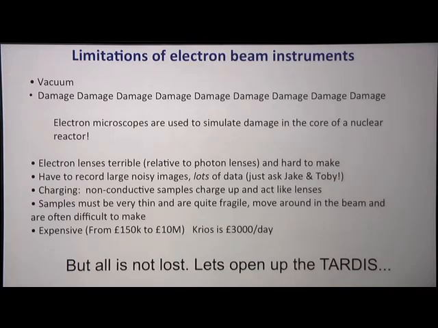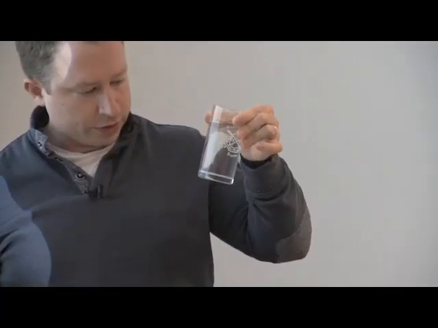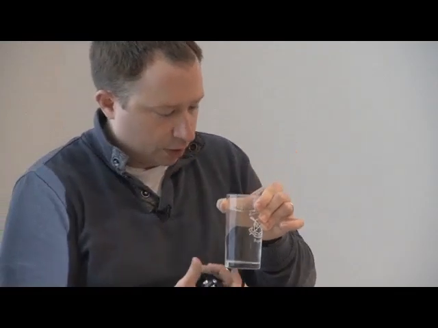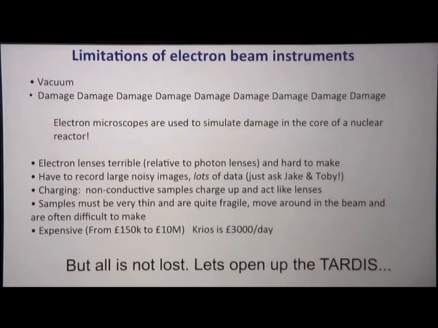The next problem, electron lenses. They're actually really bad. We'll talk about it a little bit more in detail, but basically, lambda for lambda, if you compare it to an optical microscope, an electron microscope lens is about as good as the bottom of this water glass, right? And so we have to deal with that problem as well. What else? Large, noisy images, lots of data. I don't think I needed to tell anybody that.